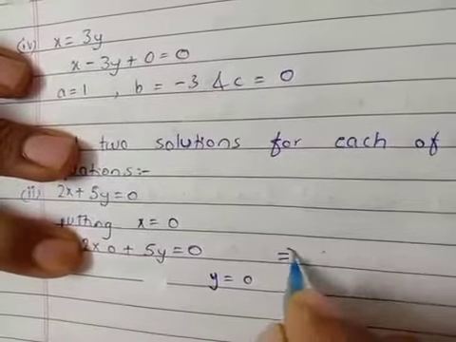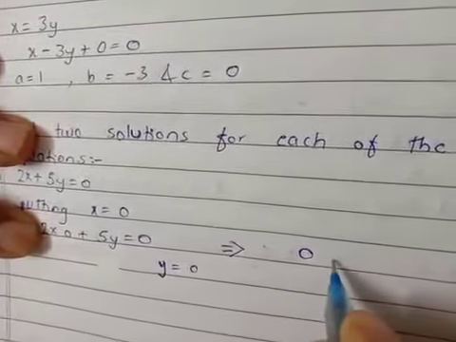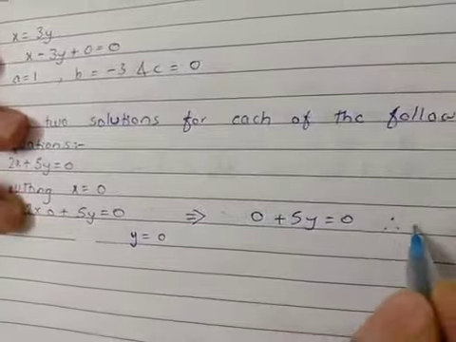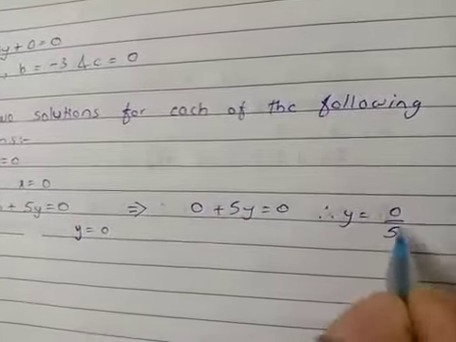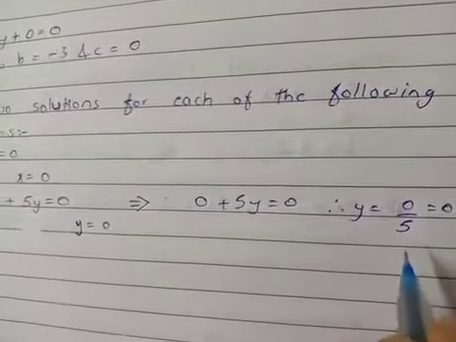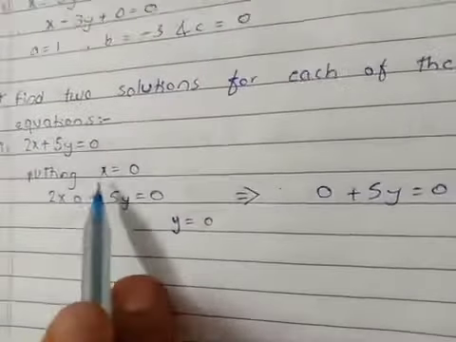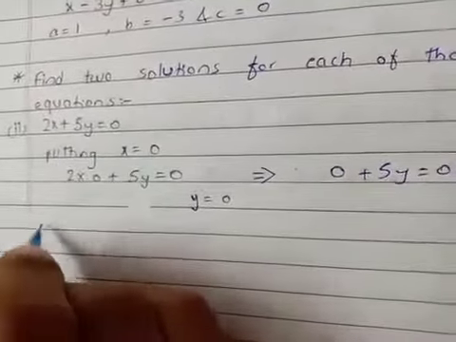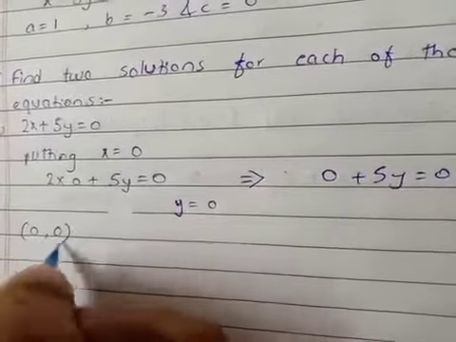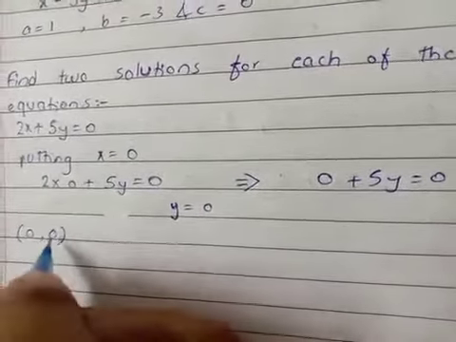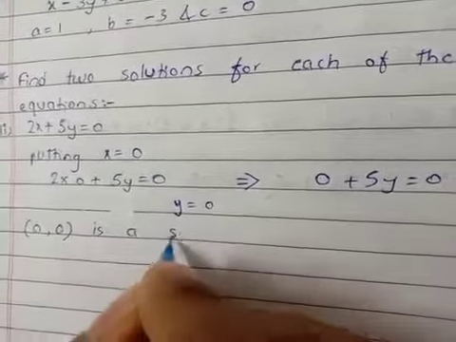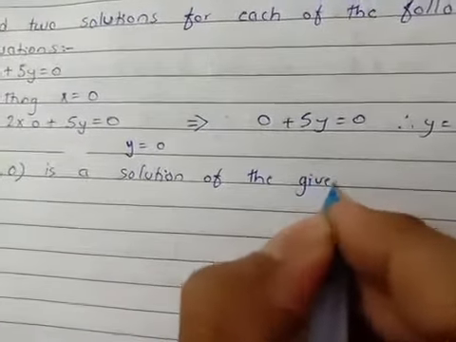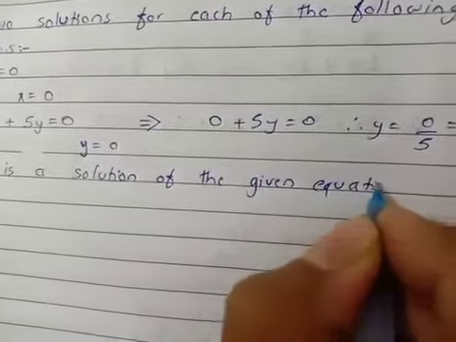0 plus 5y equal to 0. Now if you solve this, therefore y equal to 0 by 5. 0 by 5 in any number is 0. Now on putting x equal to 0, we got the value of y as 0. So you can write that 0 comma 0, this is x and this is y, is a solution of the given equation.